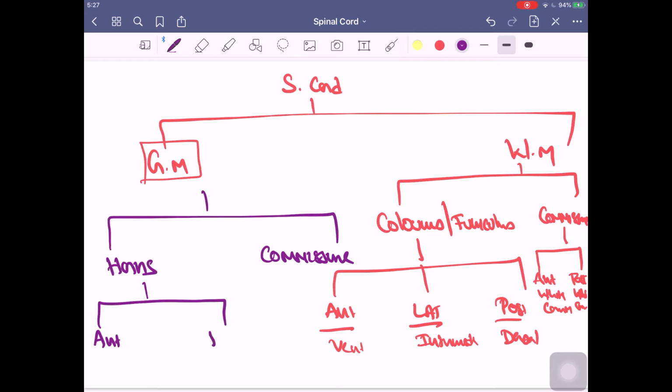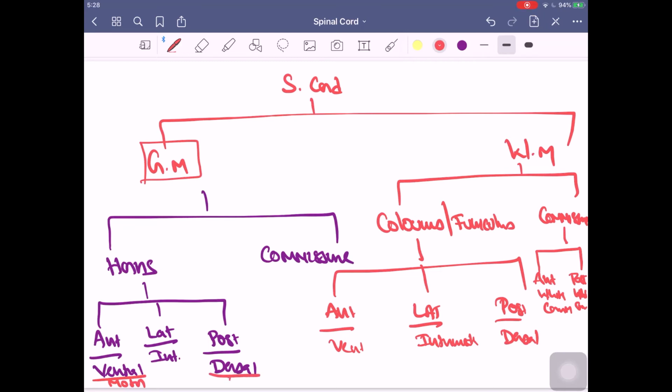The horns again: you have an anterior horn and a posterior horn. The anterior horn is also called the ventral horn, and the posterior horn is also called the dorsal horn. Now, in certain areas, I'll tell you which area, you even have the lateral or intermediate horn. These horns also have a functional name.